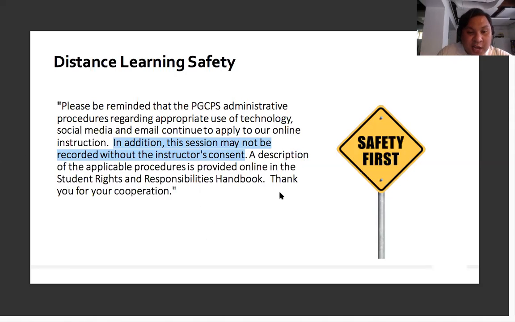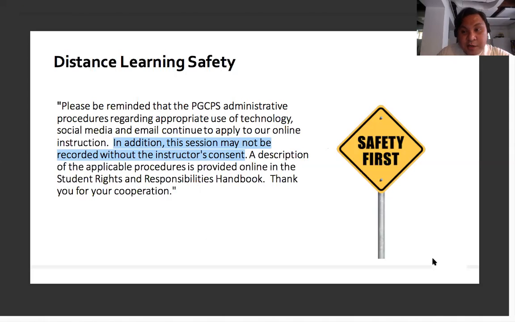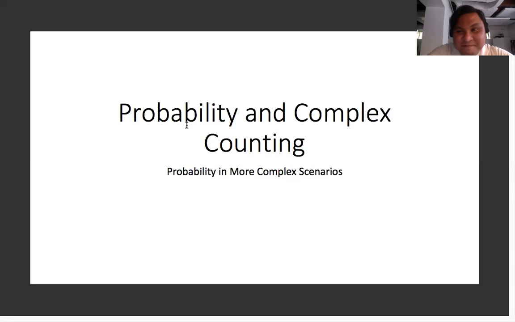So now that this is out of the way, we are ready for our lesson for the week. Okay, so here we are. Probability and complex counting. As I mentioned earlier, this is a combination of probability and counting complex scenarios.